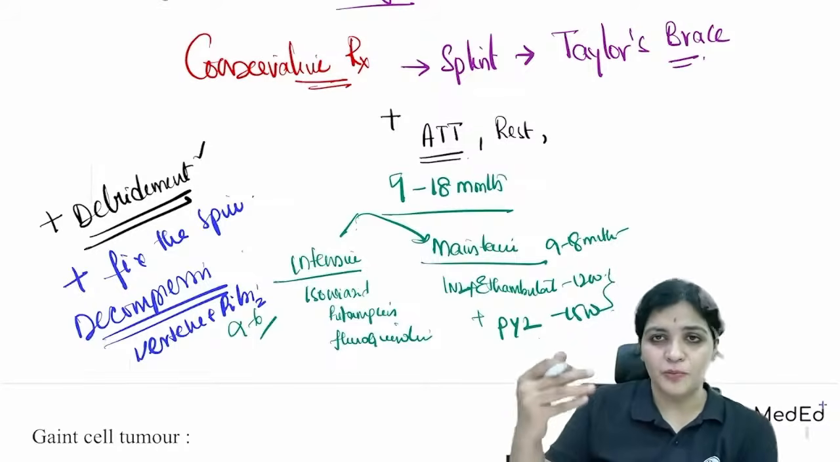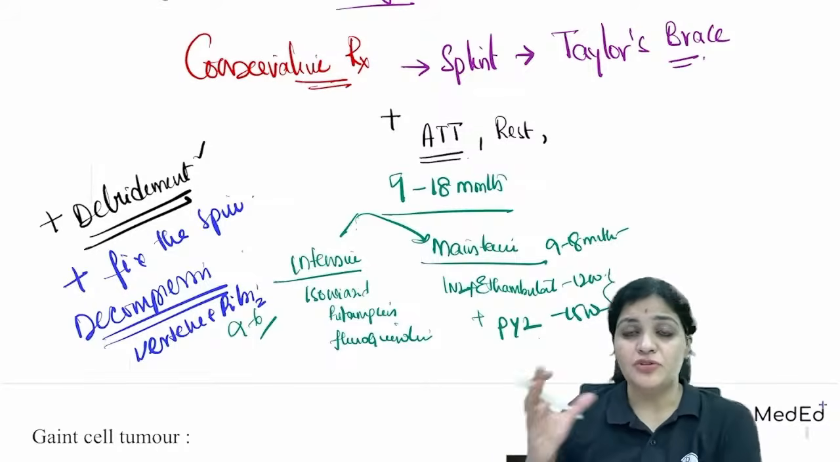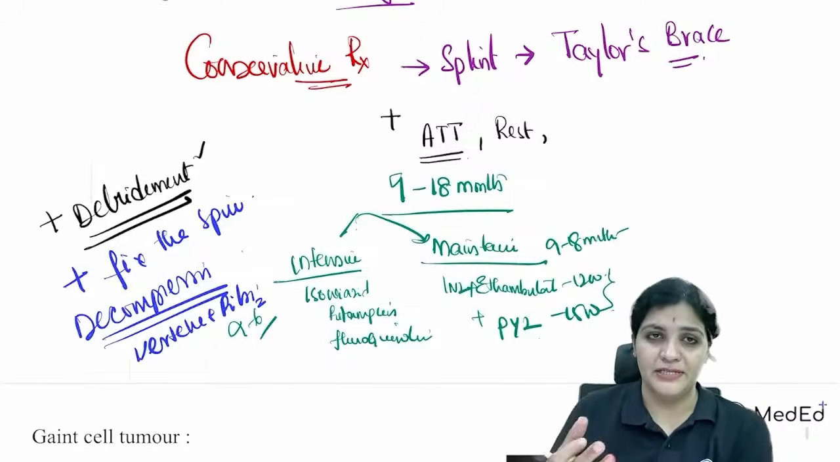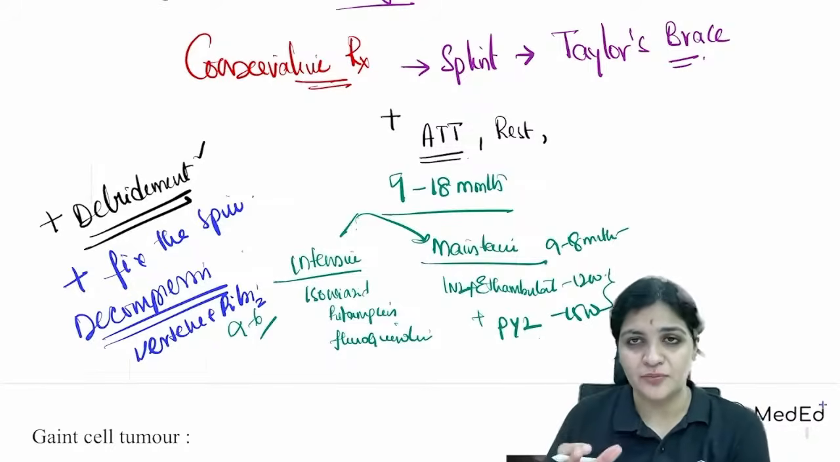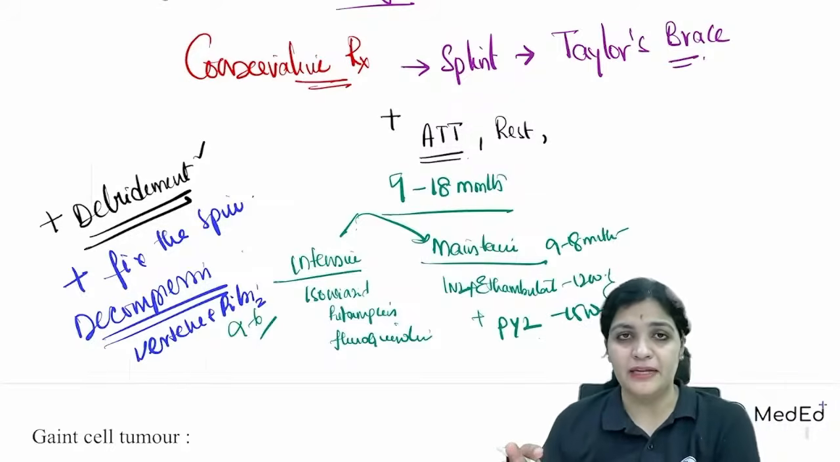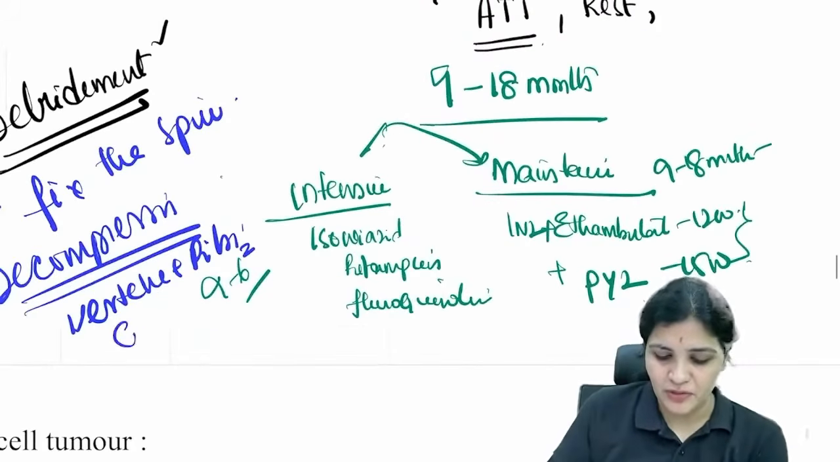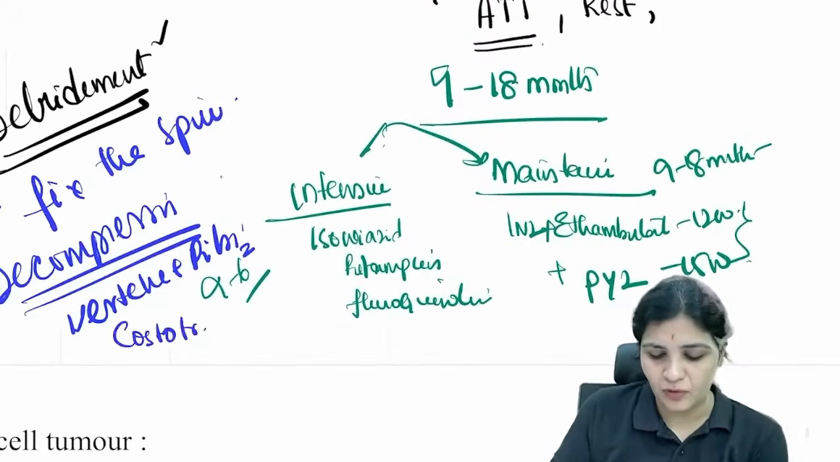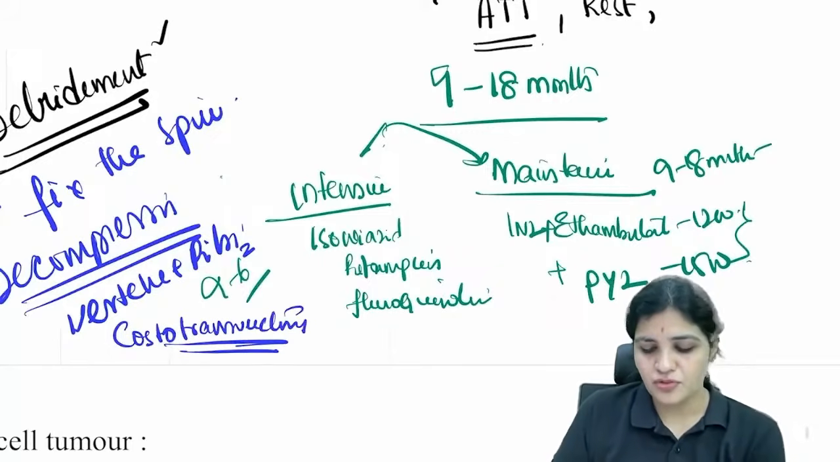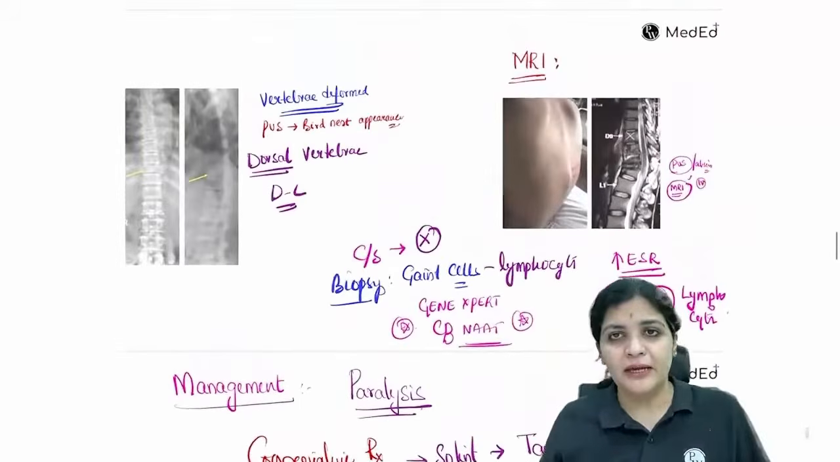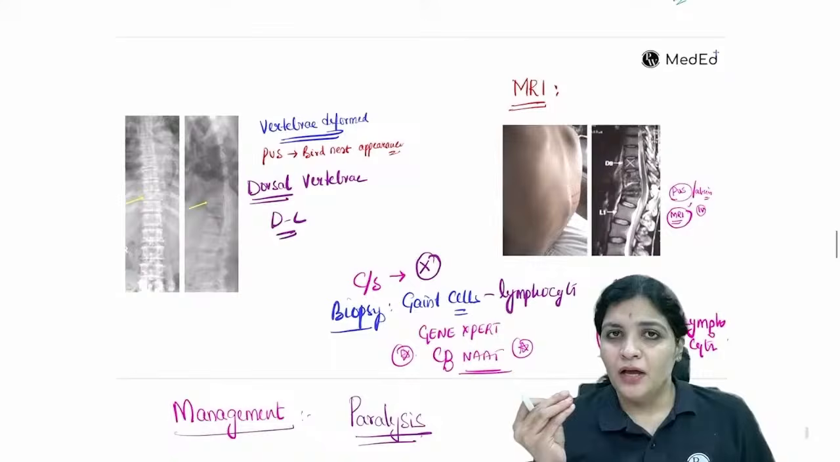Debridement is removing all the dead tissue. If the pus is very large, you have to remove a lot of pus, so you decompress it. Decompression can be a simple decompression, only removing part of the vertebrae, or you can go for costotransversectomy. What is costotransversectomy? You remove the rib along with the vertebrae. So this is about the treatment of your TB spine.